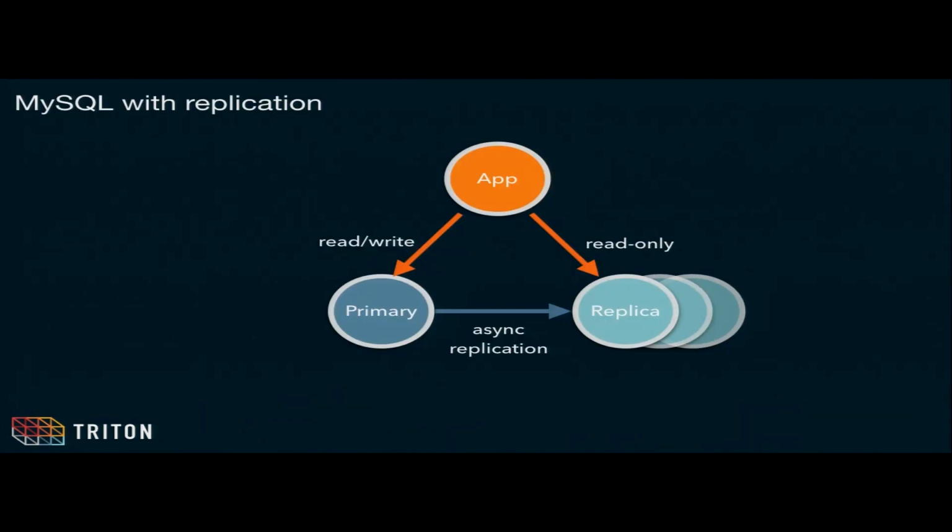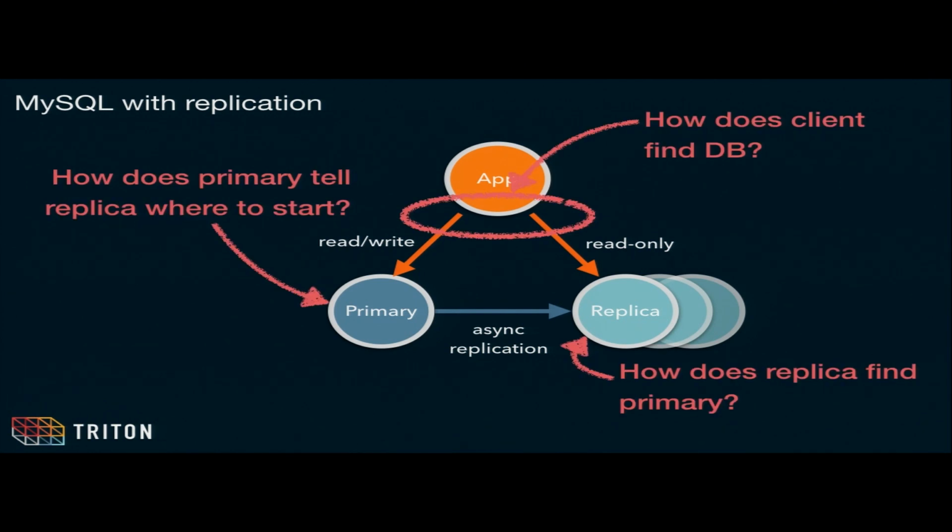Problems of automated failover, right? So everybody's favorite database, MySQL with asynchronous replication, right? So we have the same notions of service discovery. So how does the client find the database? How does the replica find the primary?